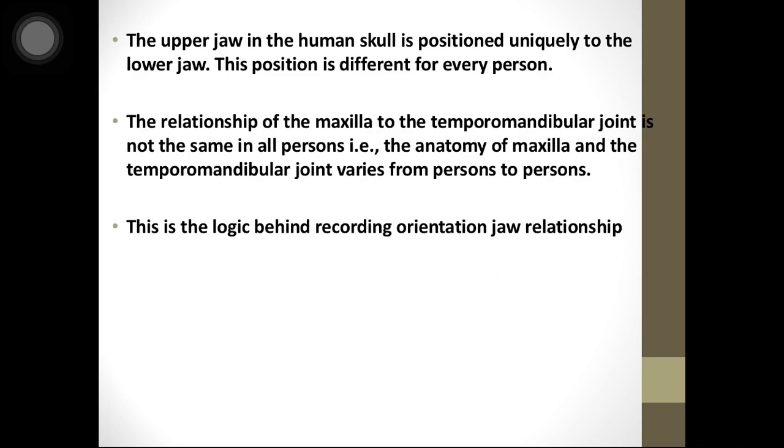Orientation jaw relation, if you try to understand, is basically a spatial relationship of maxilla to the base of the skull.